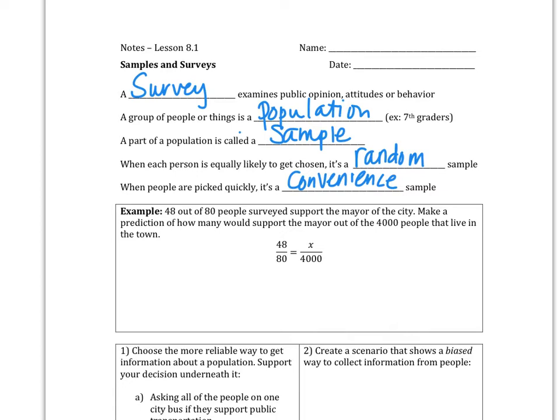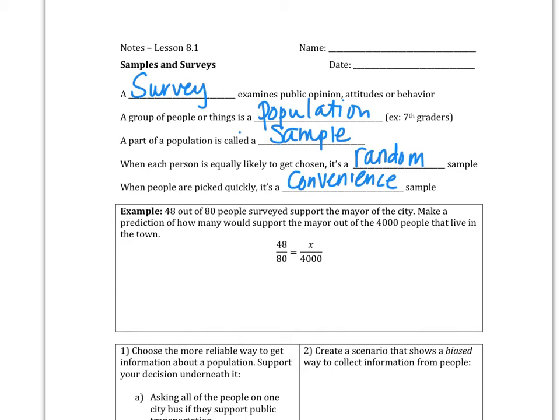So let's take a look at how we would figure out samples and surveys. One example would be if 48 out of 80 people surveyed support the mayor in the city. Make a prediction of how many would support the mayor out of 4,000 people that live in the town. When they take surveys, they don't ask everybody in that city or town the question. They'll take a small sampling of the population, and then they'll make a generalization to everybody in that town. So that's what we're doing here.